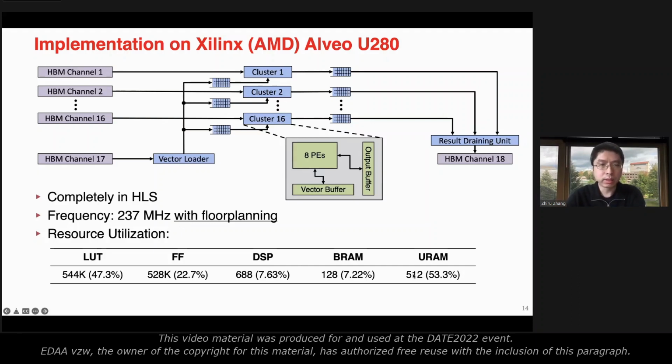And you can see that if you look at the actual resource usage, sparse processing is really memory intensive. We are not using all the on-chip resources for compute, but we do need a lot of resources for the on-chip buffering, especially URAM in this case.